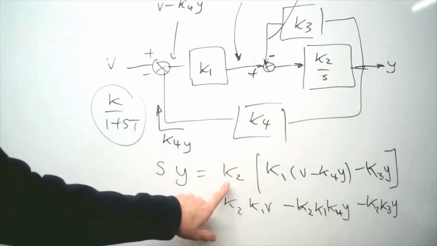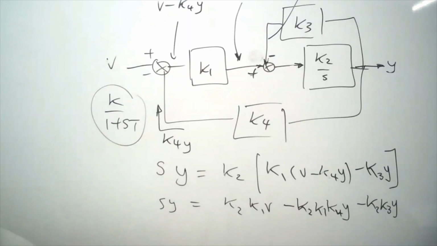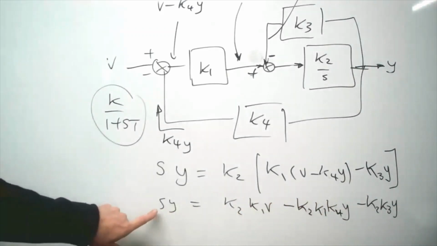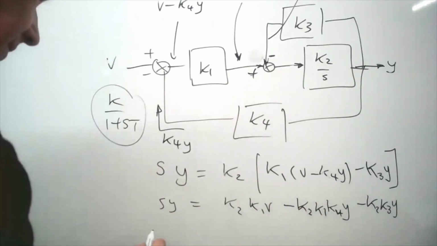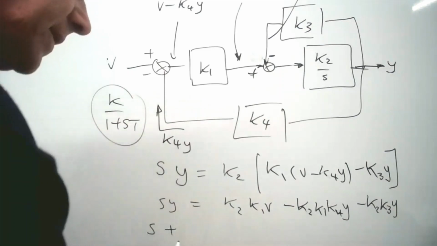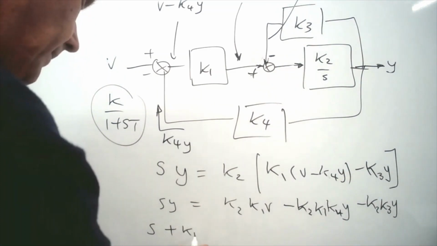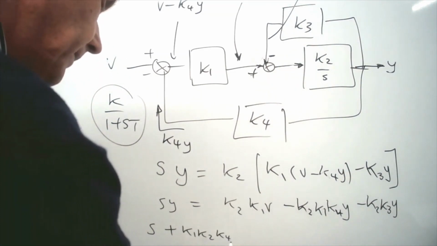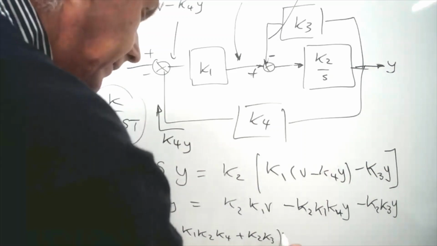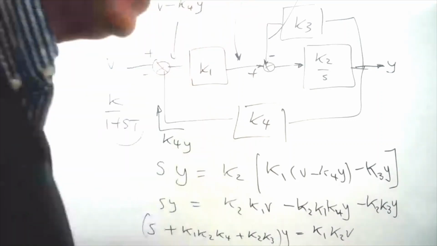So I've got that times that goes in there, then that times that goes in there, and then that times that goes in there. And then I've got some Y terms and some V terms. So these Y terms can join in with these, and I'll get the S. I've probably got just about enough room for this. S plus, because when these move over they change sign. So it'll be S plus K1, K2, K4 plus K2, K3 times Y equals K1, K2 times V.